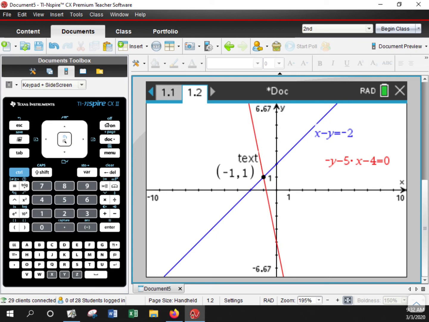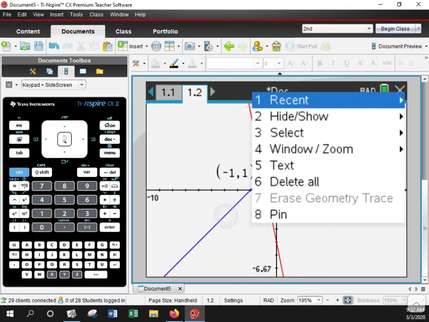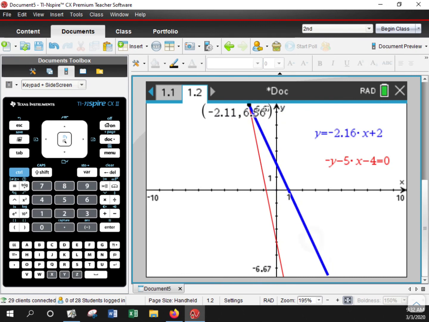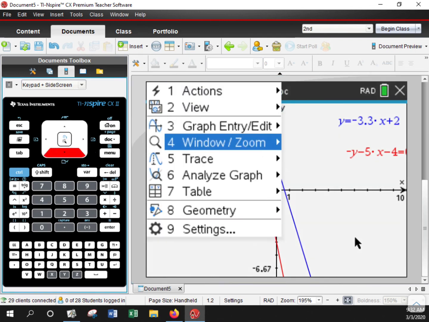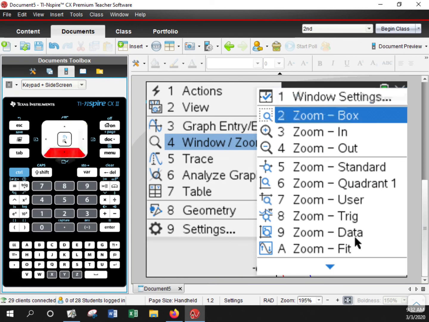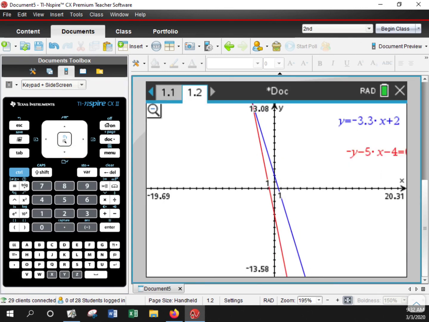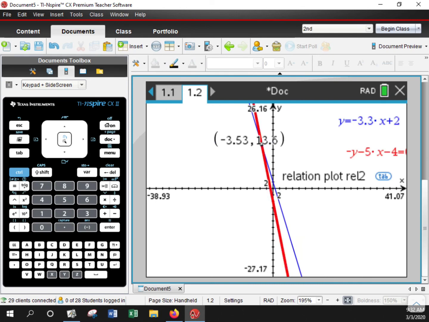Now, let's say, for example, let me just change this. Let's say you see something like this, and you can't see where they intersect. Does that mean they are parallel? Well, you kind of have to judge. If I look at this, I should be able to recognize these are not parallel. So if I need to adjust my window, I can go Menu, Window Zoom, and there are a lot of options here. I could just try to hit Zoom Out, and I zoom out as far as I need to.